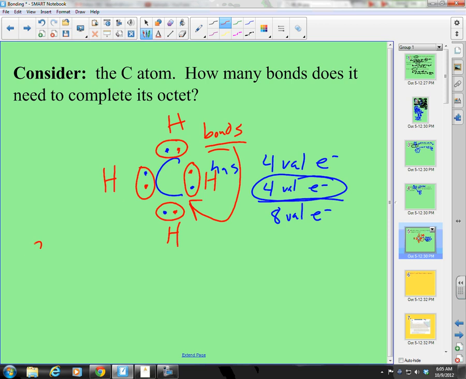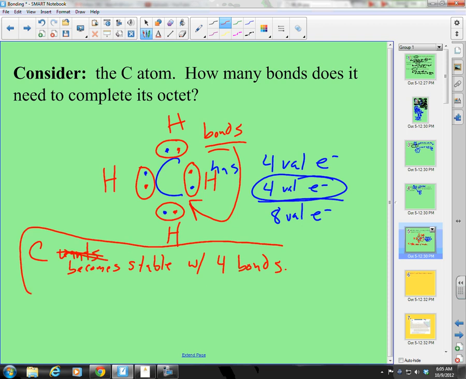So in general, how many bonds does carbon want? In general, carbon wants, let's not say once, carbon becomes stable, that's really a better term, with 4 bonds.